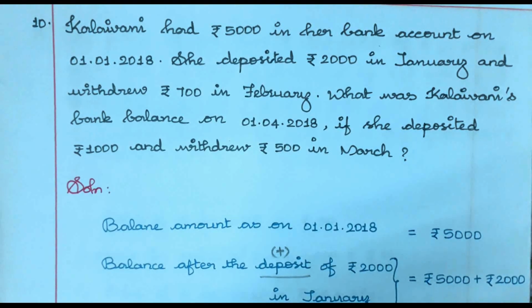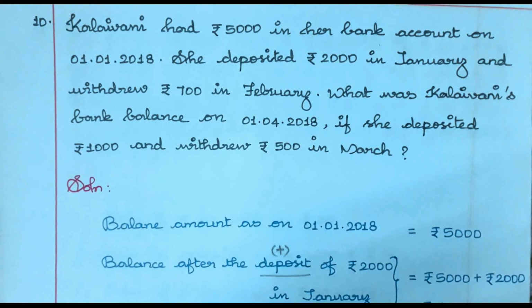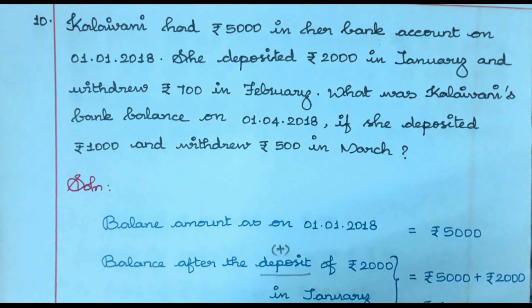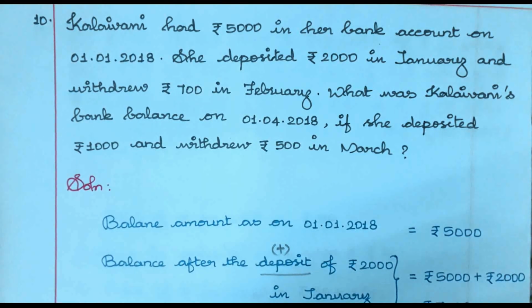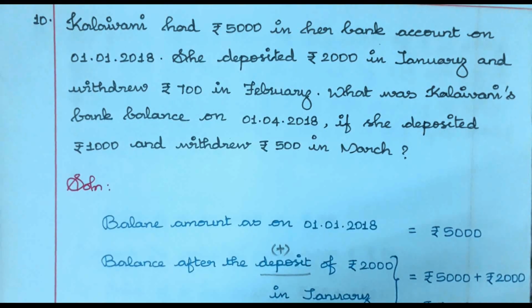She already has a bank account and in that she has 5,000 rupees in the month of January, and during January itself she deposited rupees 2,000 with that 5,000. Again, for some expenditure, she withdrew 700 rupees in February. Now the question is: what would be her bank balance on April 1st if she deposited 1,000 rupees again and withdrew 500 again in March? Okay, shall we go with the answer?